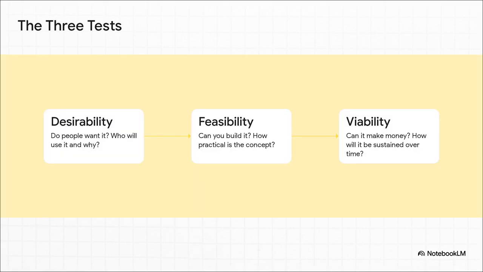You can also think of it like this. Every single idea has to pass 3 big tests. First up is desirability. And the question is simple. Do people actually want this? Is there a real need? Next, feasibility. Can you actually build it? Do you have the skills, the tech, the resources? And finally, viability. Can this thing make money and sustain itself? You absolutely have to nail all 3. If even one is missing, the whole thing falls apart.